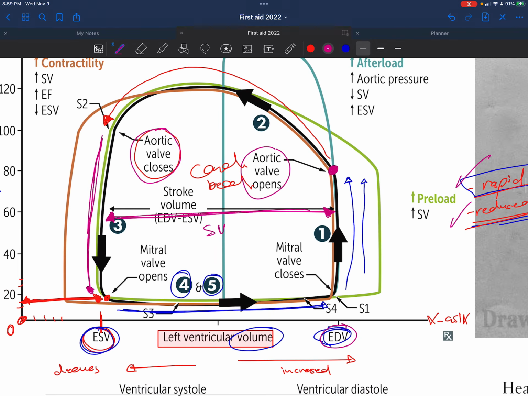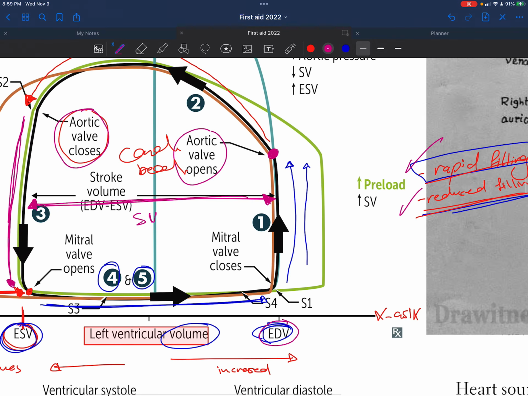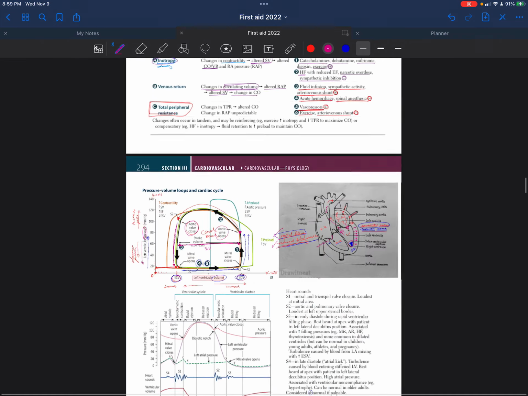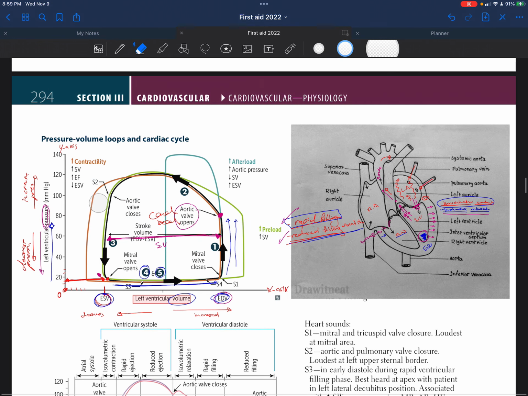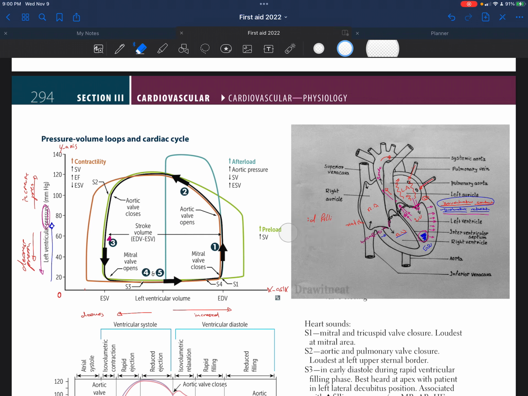It's what happens between the amount of blood during the relaxation of the heart, like during the isovolumetric relaxation, and the amount of blood during the isovolumetric contraction. So it's between these two lines. So this is the stroke volume. These are the basics of the cardiac cycle, but they are subject to changes under different circumstances.